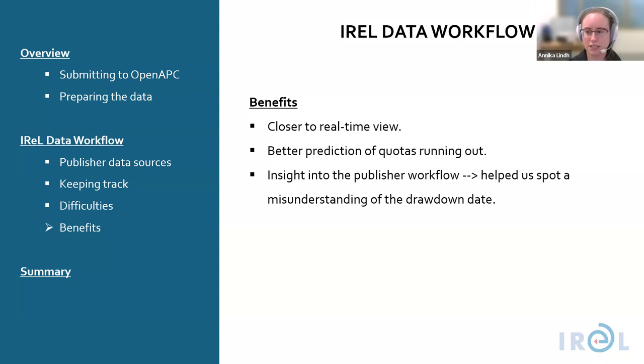You also get some insight into publisher workflow if you use the automatic reports. That helped us spot the misunderstanding of the drawdown date, meaning the year that it applies to, which would affect when our quota ran out. And of course, why we're here today, it helps improve the accuracy of the Irish Monitor to see how many articles were actually OA and how many were not, so we can get this nice view of where we are with our transition to 100% OA.